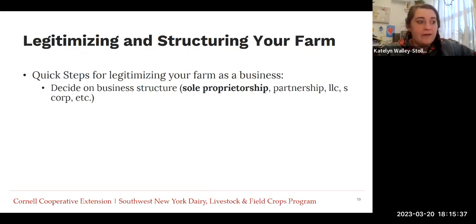If you file as a sole proprietorship, you're going to file something called a Schedule F on your regular 1040 income taxes. And that's what we're going to focus on tonight.